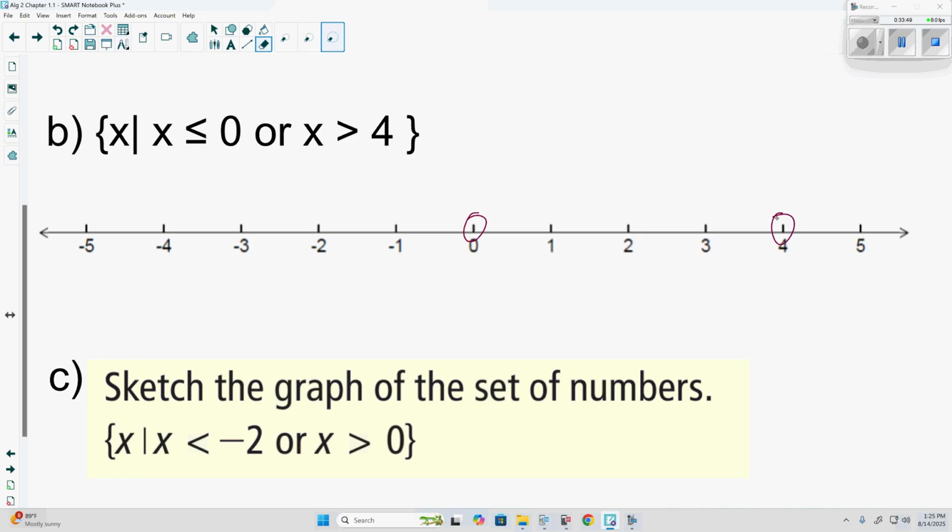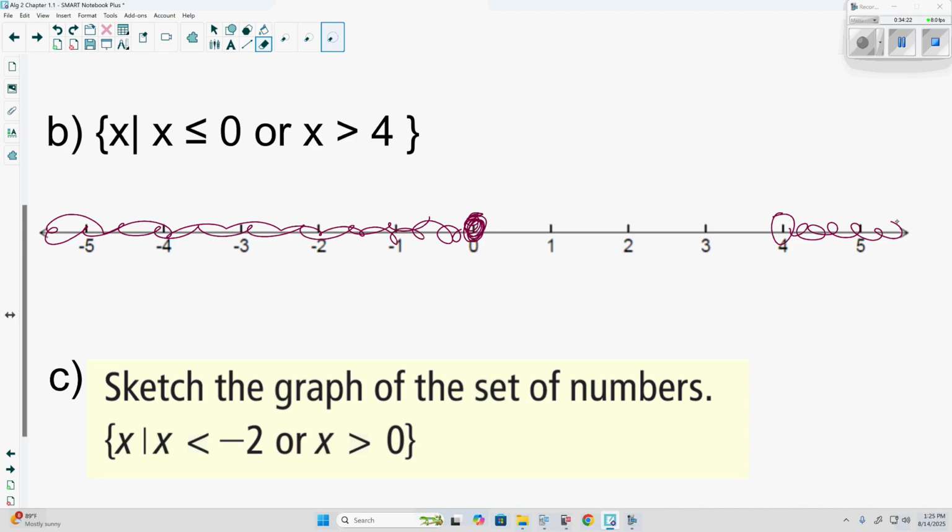At 0, would we fill this circle in or leave it open? We would fill it in. The 4, we're going to leave it open. For x is less than or equal to 0, would we shade to the right or to the left? Left. X is greater than 4, would we shade it to the right or to the left? That's it.